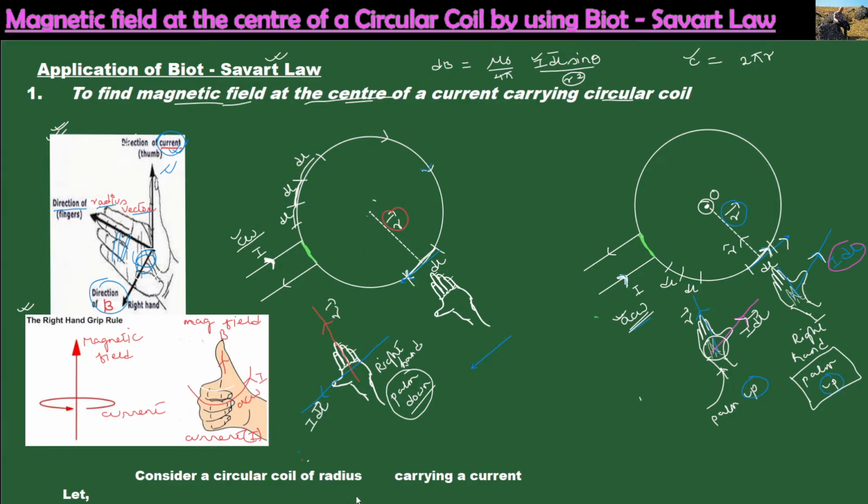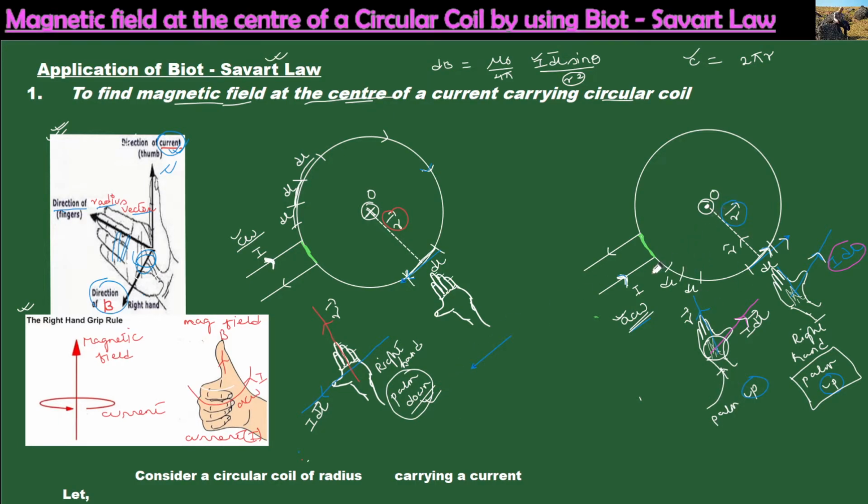So from here, we can represent this in this form. At the center O of the coil, the direction of the magnetic field will be directed downwards, indicated by that cross mark, which means at the center O, if the current is clockwise, the direction of the magnetic field will be downwards since the palm is down.